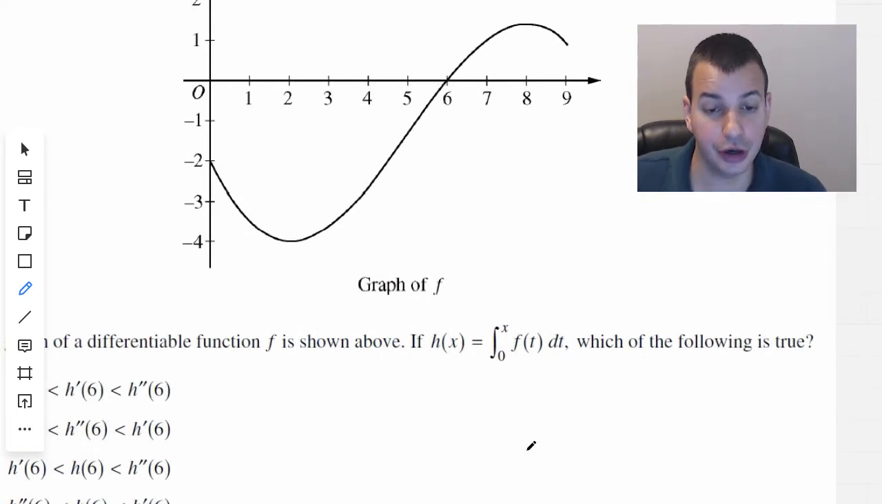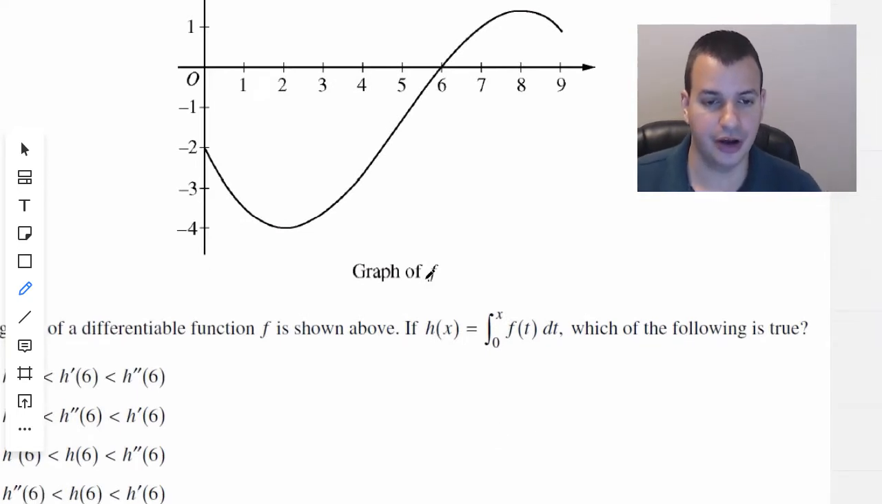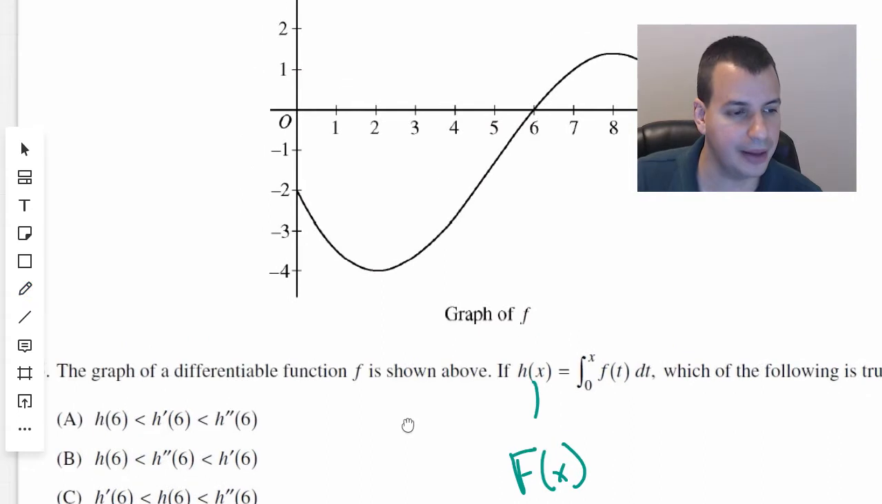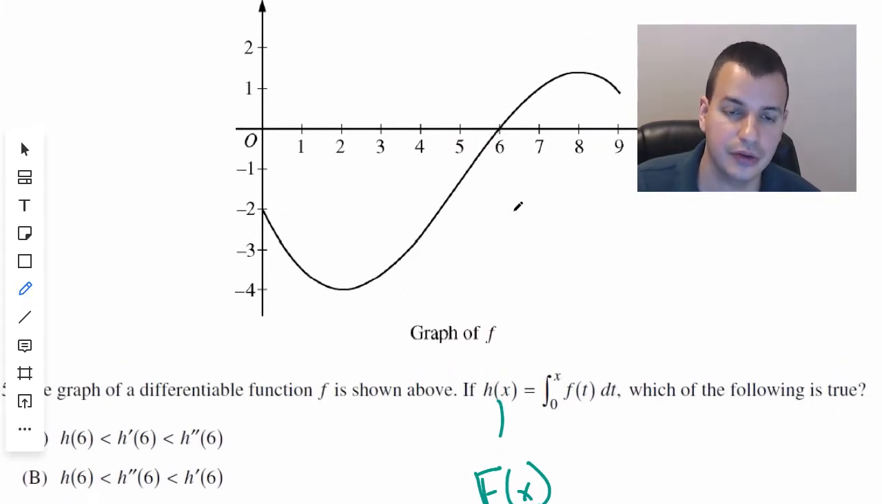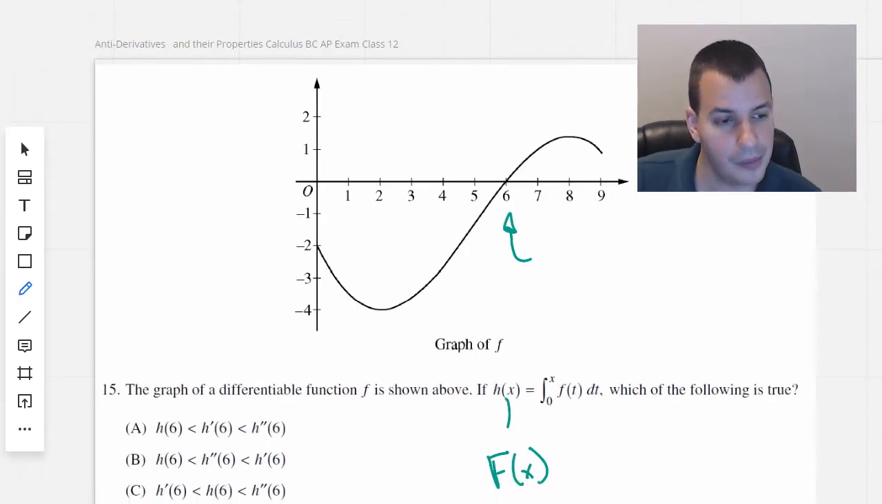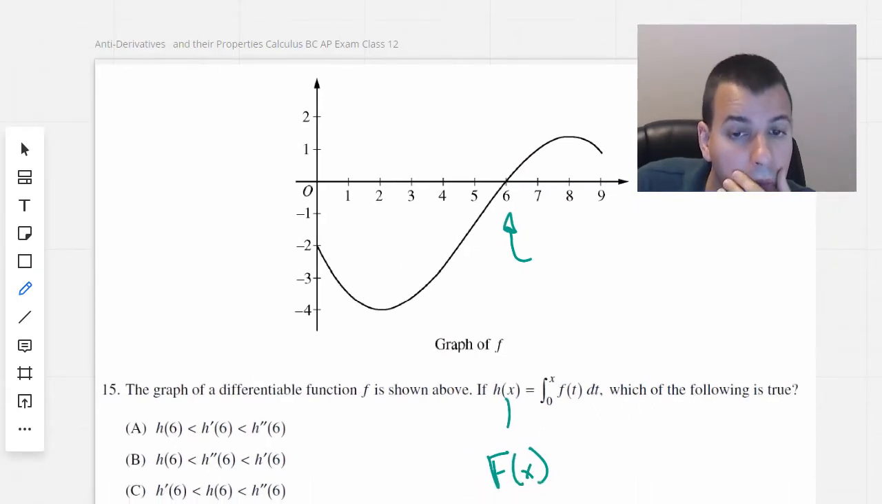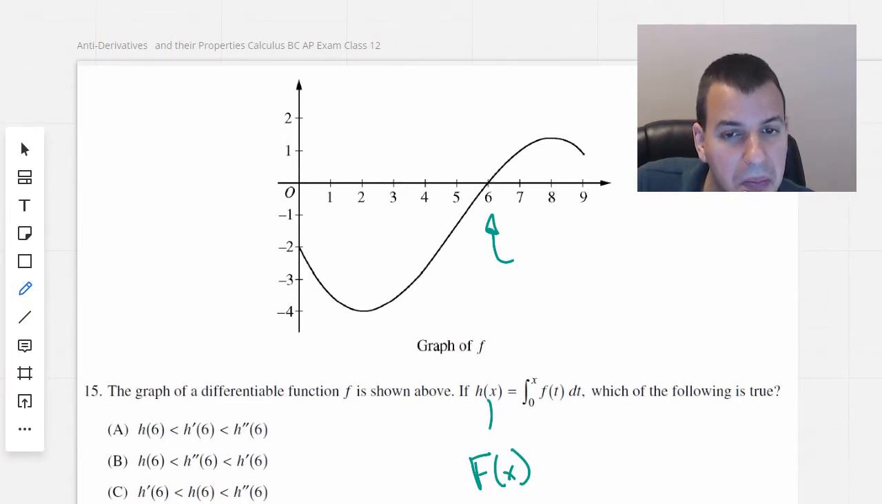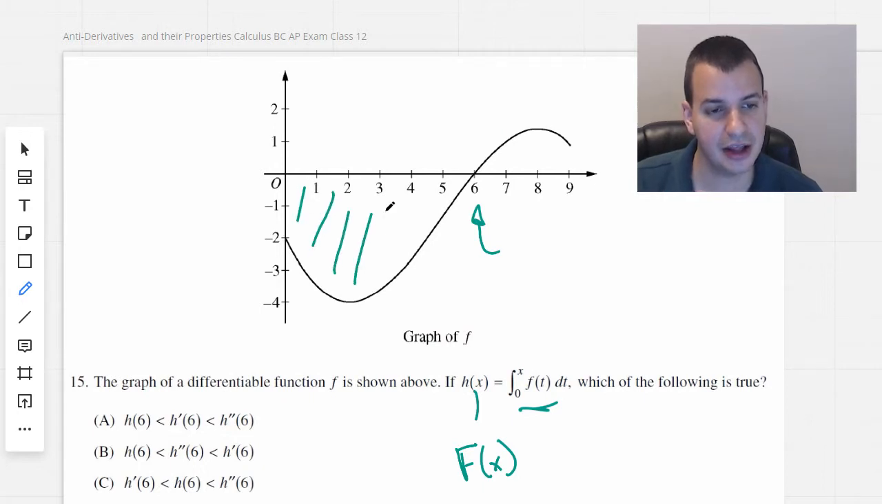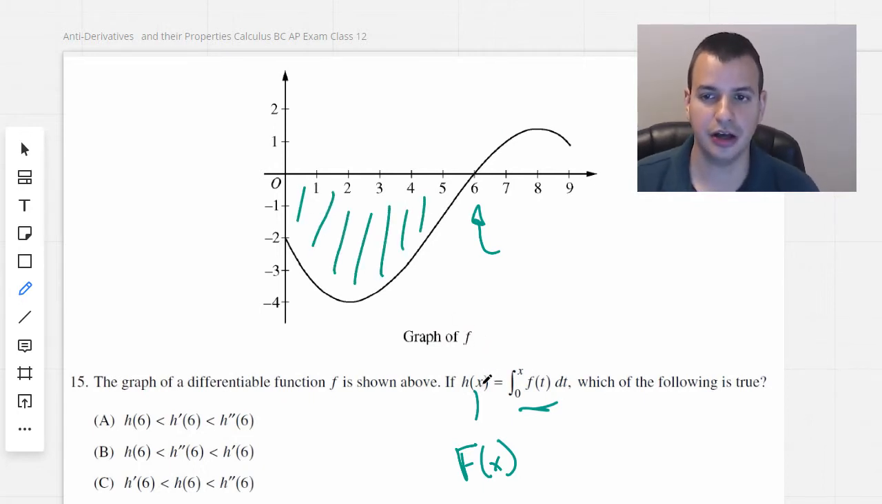Okay, so we know from the fundamental theorem of calculus that this will be f of x. And they're looking at point 6 here, at x equals 6. Okay, so this is f of x, because that's the definition of the fundamental theorem of calculus right here. This is big F of x, the antiderivative, which is the area under the curve.